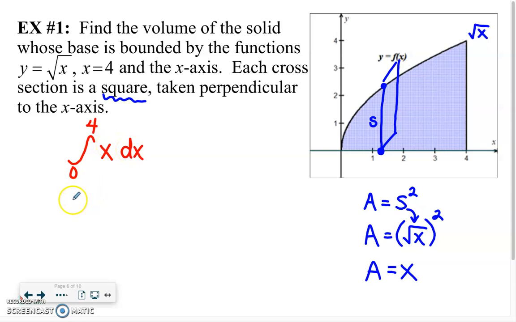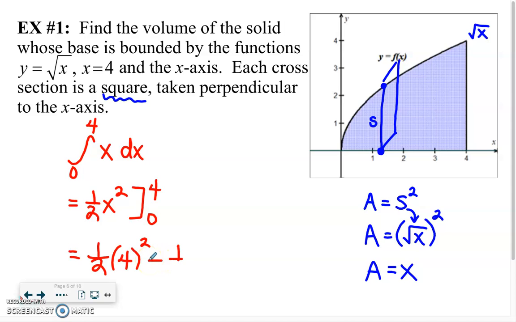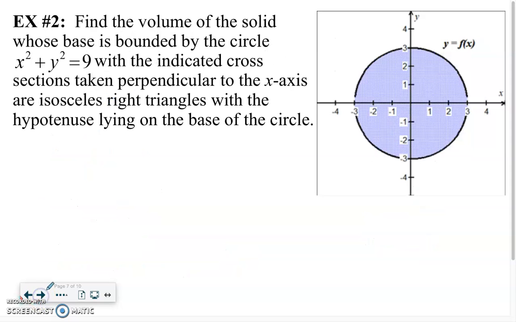And so then I just need to integrate. So I would have 1/2 x squared, and I'm evaluating from 0 to 4. That means you are going to plug in 4, and you're going to plug in 0, which is kind of silly to do because plugging in 0 still gives you 0. And then you would get 1/2 times 16, so 8 for your volume. There you go.